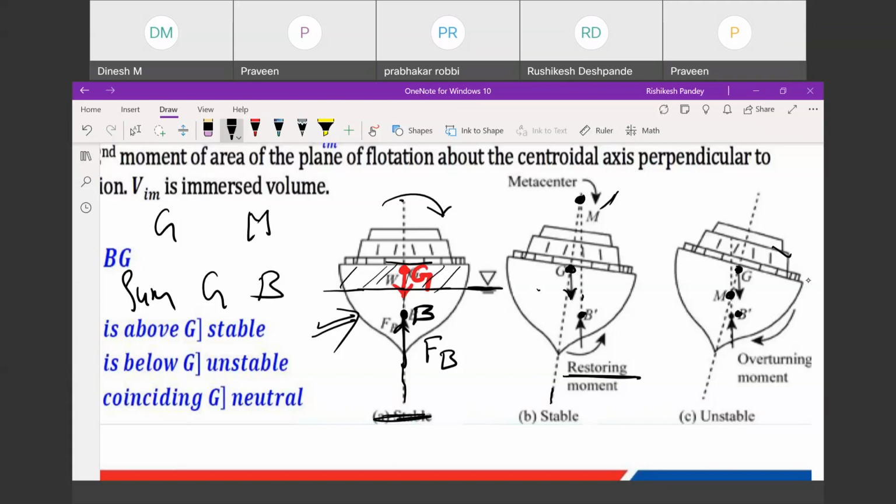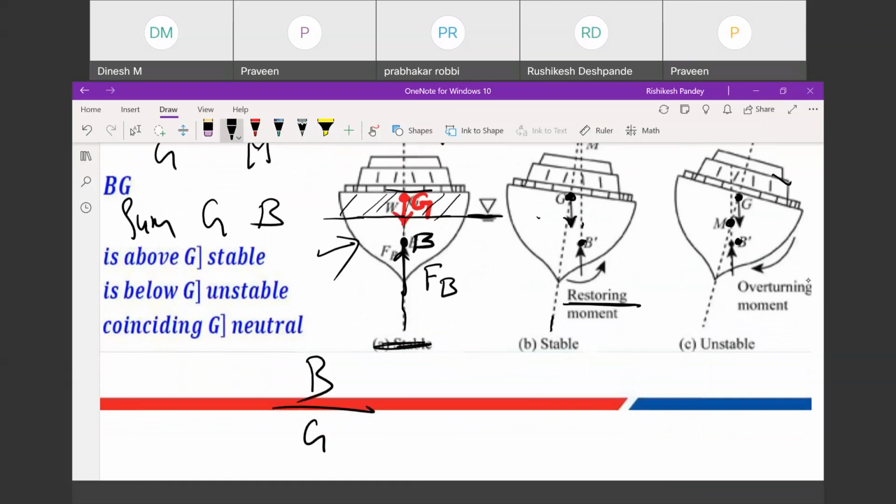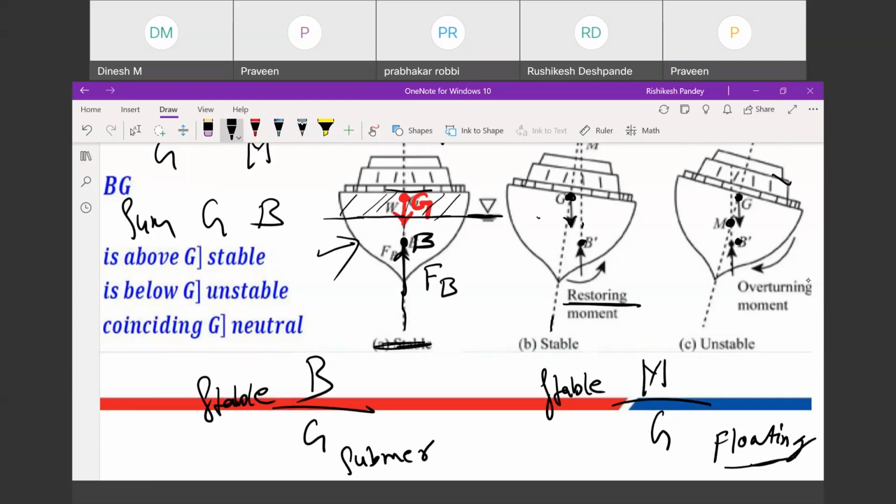Again, in both the cases, G should be below. G below B is stable for submerged. For floating, M is above and G below. This is stable when it is floating. This you remember, and you do the opposite for the unstable condition. That's all. And if G and M are coinciding, that will be your neutral case. Simple. Is it clear?